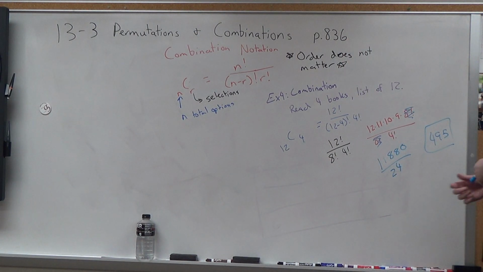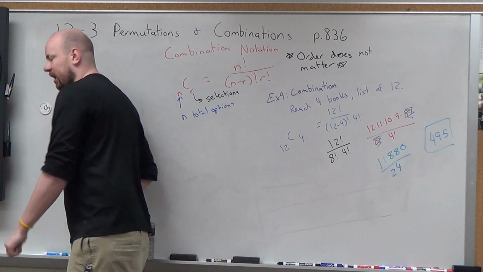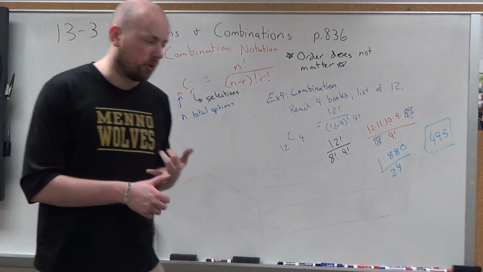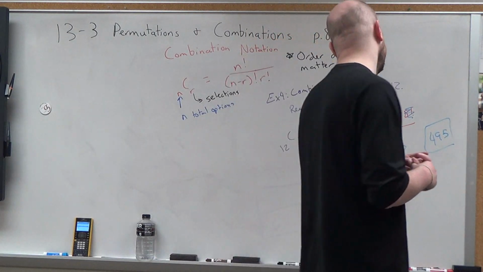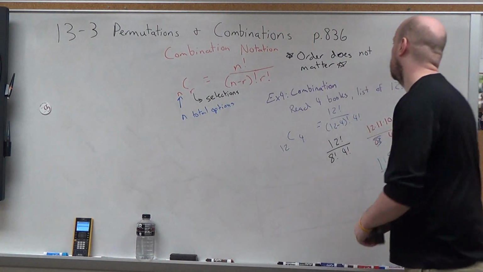But that's a good idea to know that you shouldn't ever get a decimal value. You should always get whole numbers for combinations and permutations. Okay. Let's do another one.